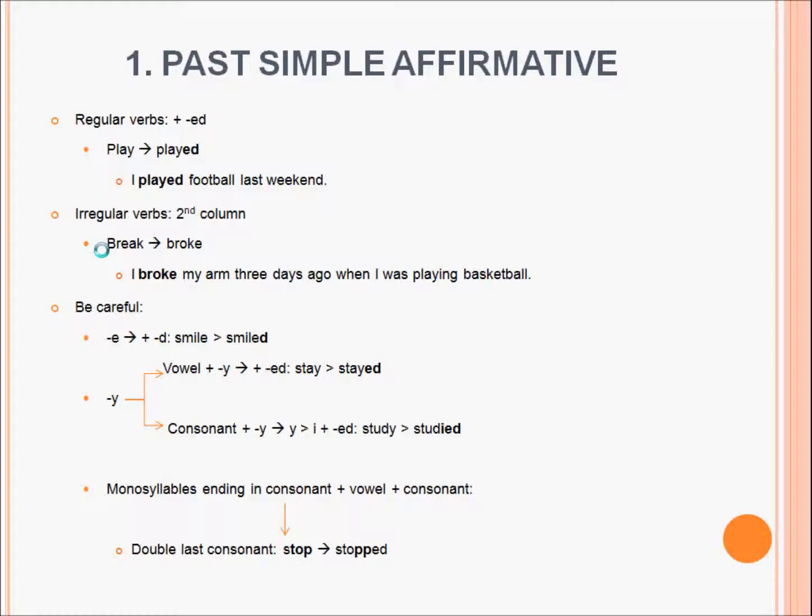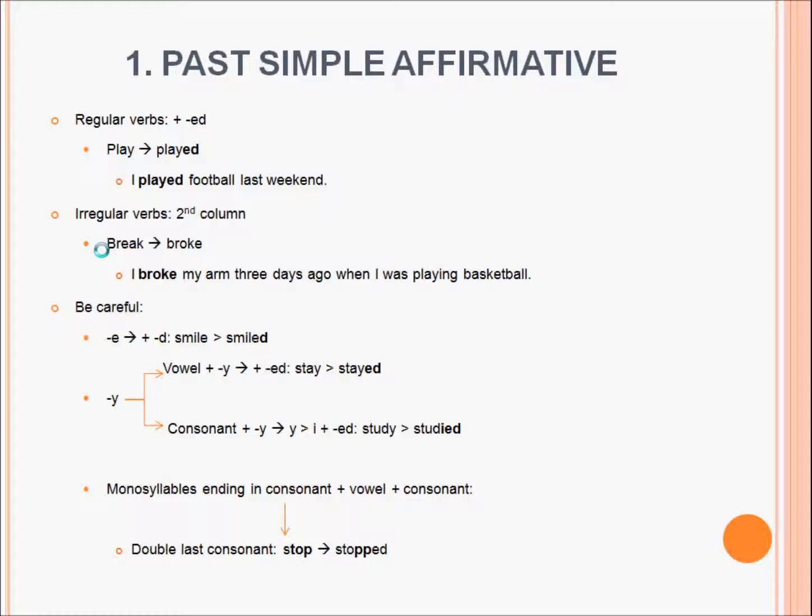If the verb is irregular, we have to learn by heart the second column of irregular verbs. For example, the past simple form of break is broke. I broke my arm 3 days ago when I was playing basketball. Be careful because there are some spelling rules you have to follow in order to add ed.